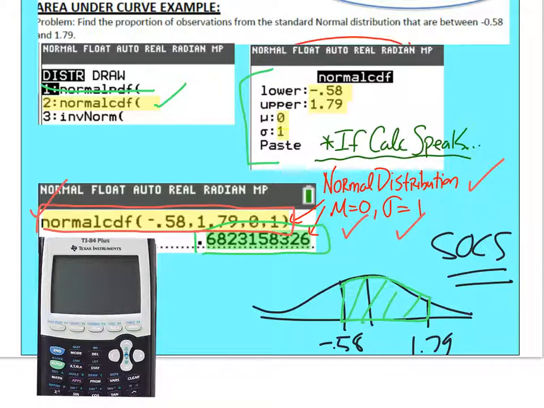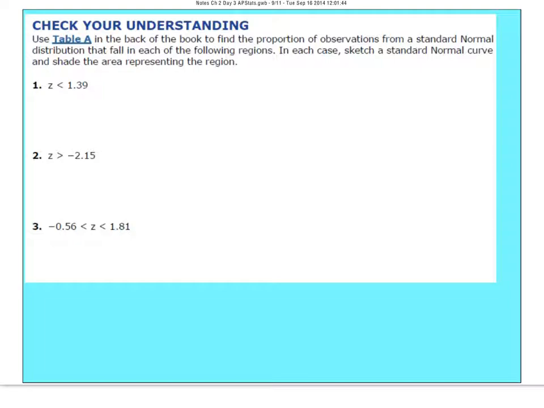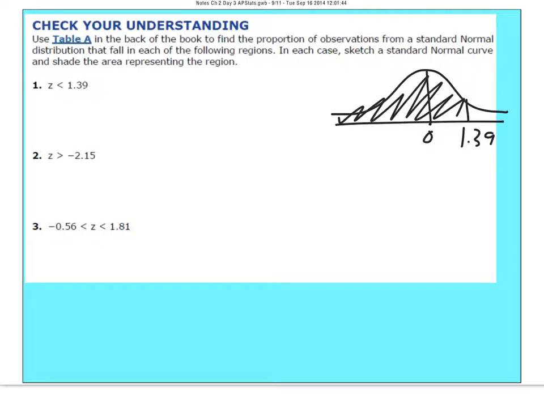analysis in this book. Let's look at this last slide, and I'm going to use the calculator speak for all of it. So starting with number 1, they want the z-score is less than 1.39. So let's do a quick sketch of that. So our visual on that is going to be this area under the curve. We know the answer is going to be a fairly large number and close to 1.